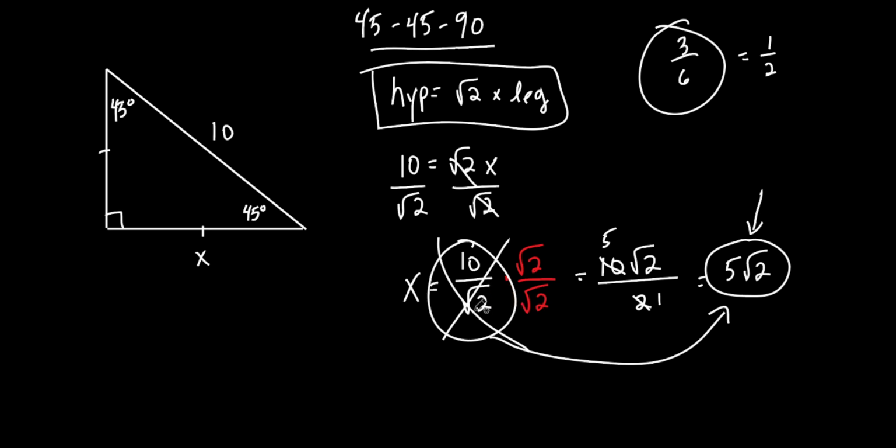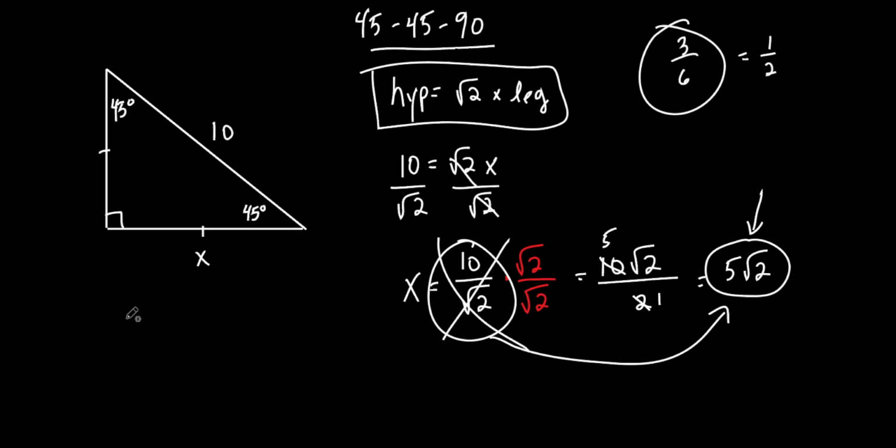It's a very simple process to simplify it. If the bottom is a square root, you multiply it by itself, and you multiply the top by itself. Square root of 2 times square root of 2 is just a 2. Here, 10 square root of 2 is just 10 square root of 2. You look at the 2 and the 10, they're both whole numbers. 2 goes into 10 5 times. There's your answer.